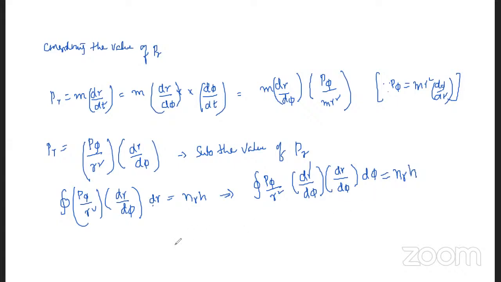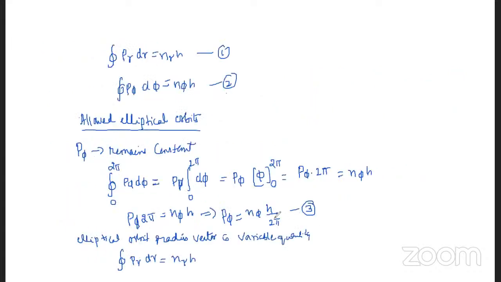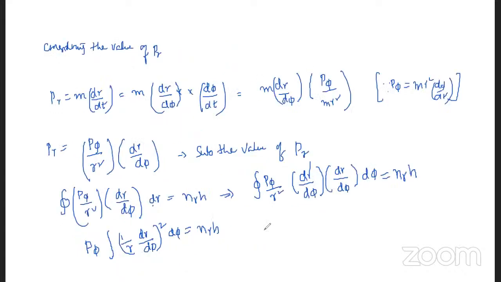To take P phi outside, because P phi, according to classical mechanics, is constant, the remaining here will be 1 by r, next dr by d phi as a whole square, into d phi, which will be equal to NRH. Previously we got P phi is equal to N phi by h into 2 pi, and next we write this total value as NRH. I make this equation number 4.